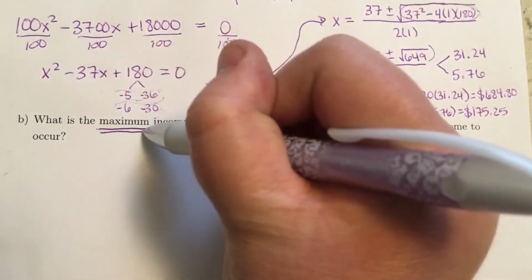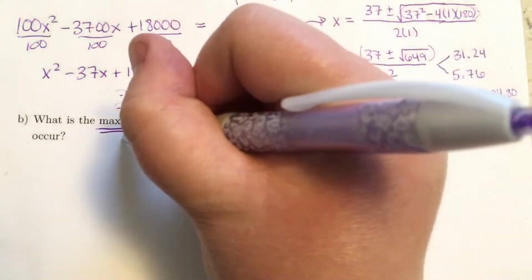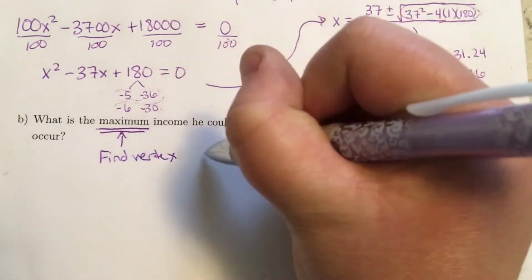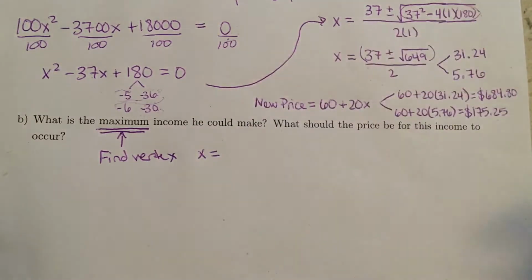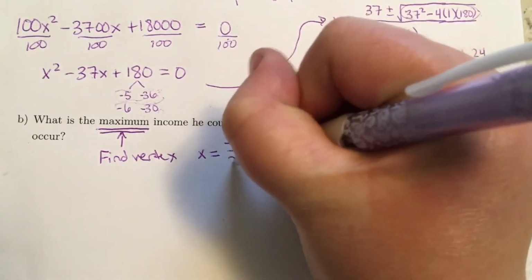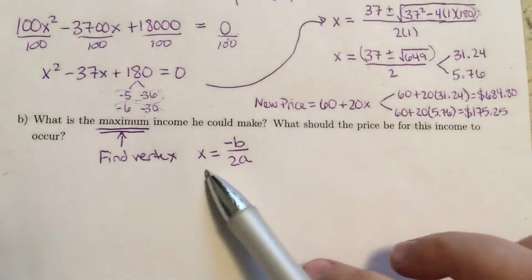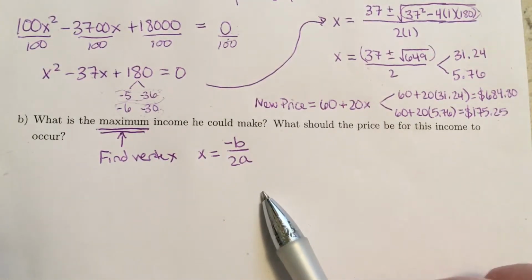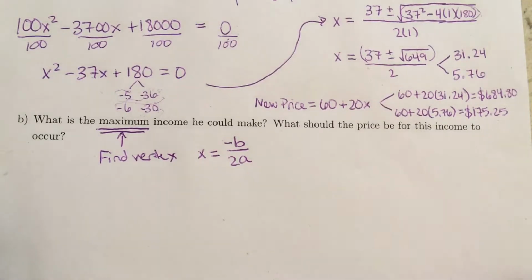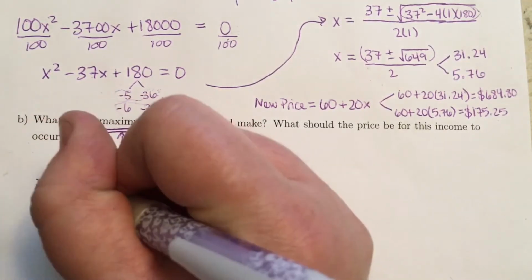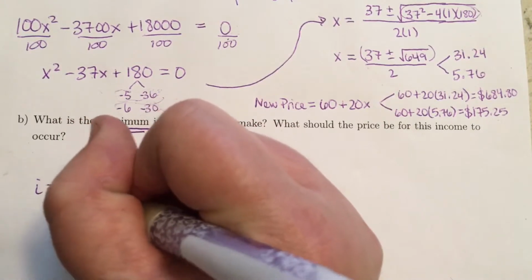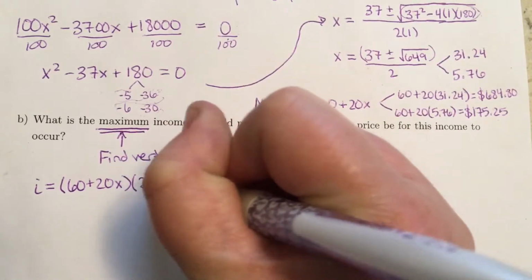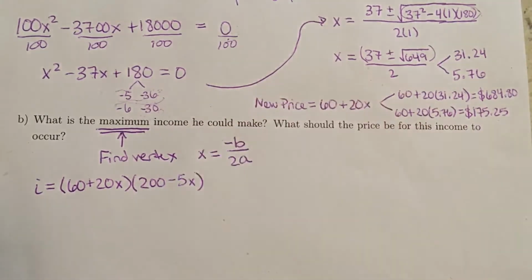Anytime we see one of these maximums, that means find the vertex. And find the vertex should immediately go, oh, well, that's x equals negative b over 2a. So we just need to find the right A and B to use in this, and what we're going to use is this income formula. So let's go back to the original problem. I equals 60 plus 20x times 200 minus 5x.